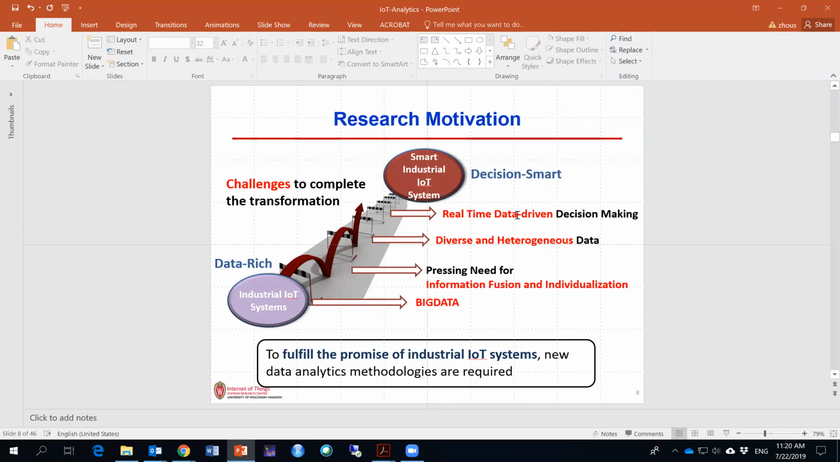The last challenge is in industrial IoT system, we often need to make a real-time decision. So that means, although we can do offline modeling, when we make a decision, make a prediction, often the decision needs to be made in a very short time, in real time. So we need to have a very efficient computational algorithm to achieve that. So to fulfill this promise of industrial IoT system, we need to develop new methodology and take advantage of the data availability and overcome those challenges.